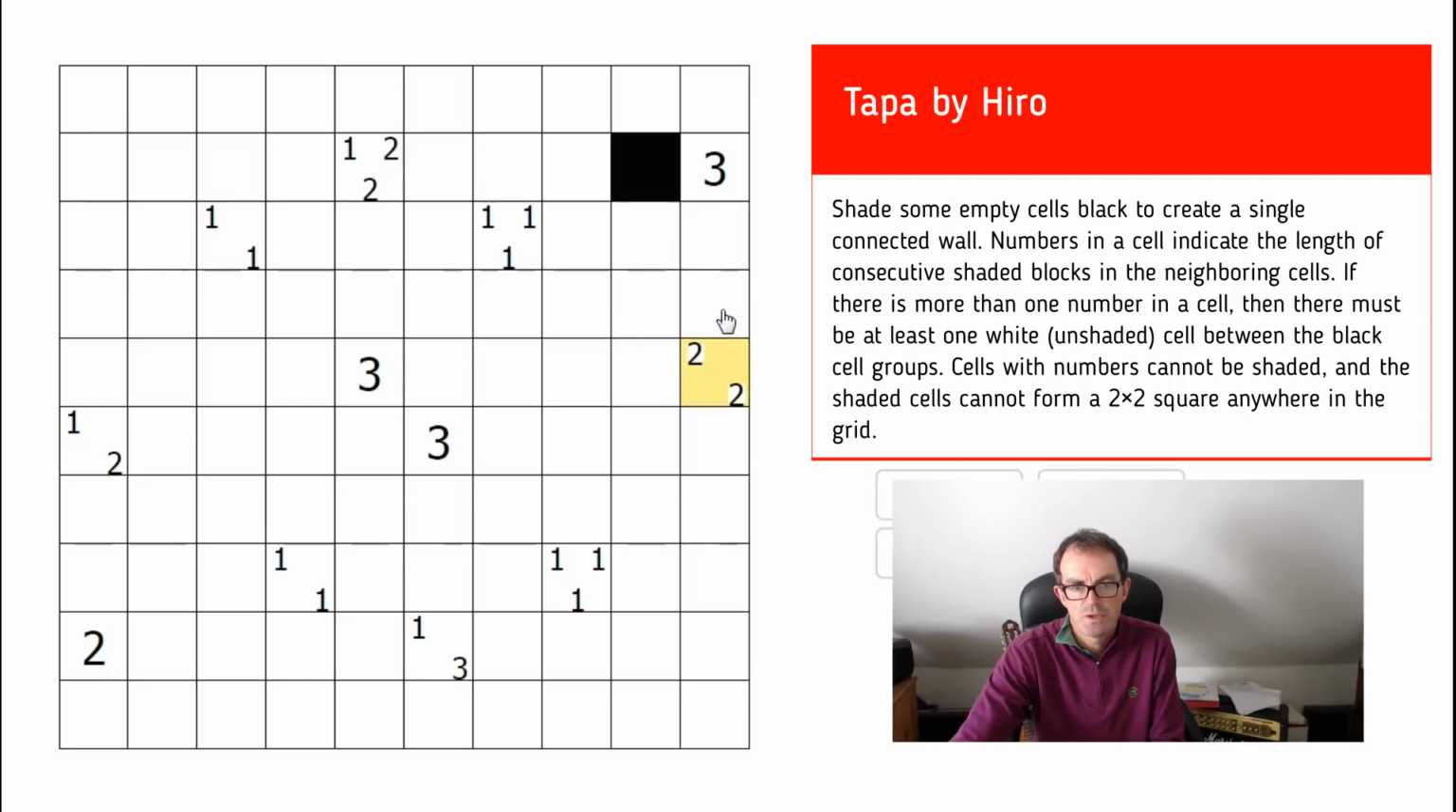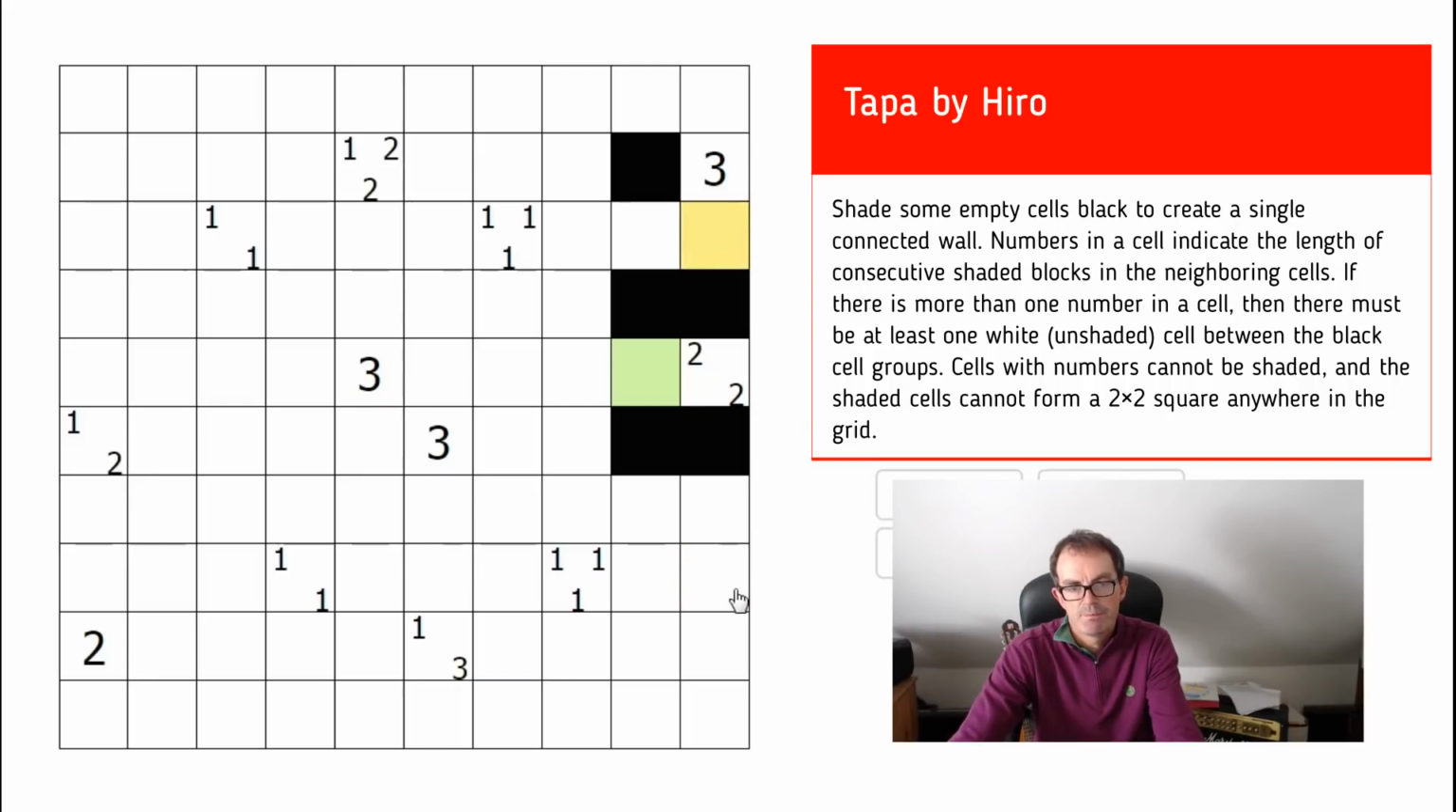And this 2 is also determinable, because there are 5 squares around this cell here, and we know there must be one white square at least between the two cell blocks, if you like. So you can see that that is the only permissible arrangement for this square here.